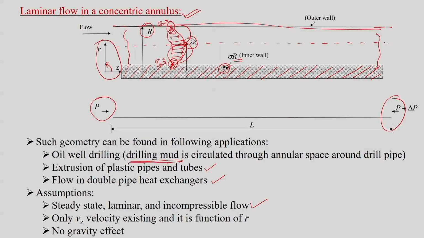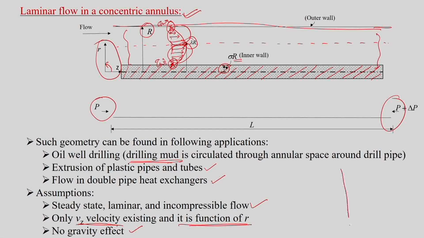And then from this schematic we can see only Vz velocity is existing and it is a function of r only. Vr velocity may be there, but it may be very small compared to the Vz velocity, so that one can simply avoid it. We are not considering any gravity effect in this case. However, one can also include the gravity effect and do a similar problem.